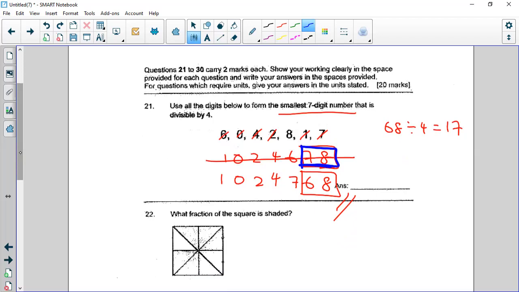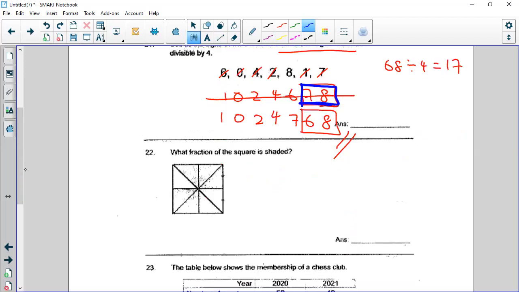Okay, what fraction of the square is shaded? Now, this picture is not very clear. But I think this triangle is shaded. These triangles are also shaded, right? Let me just look at my answer key and see. The answer key put down 3/4. 3/4 is the answer in the answer key.